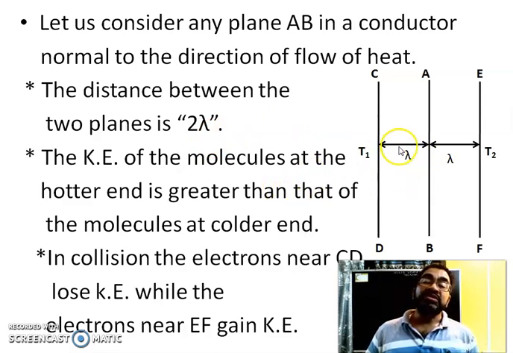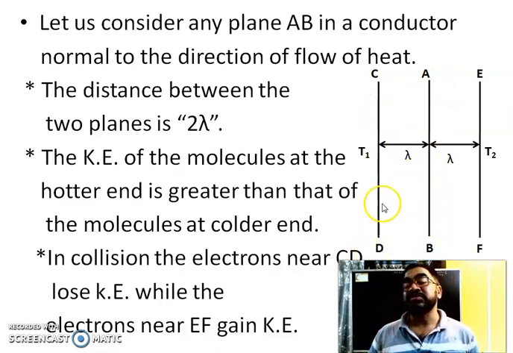Now one point should be noted: the kinetic energy of molecules at the hotter end. Which is the hotter end? AB is the conductor, and its hotter end is towards the side of CD.